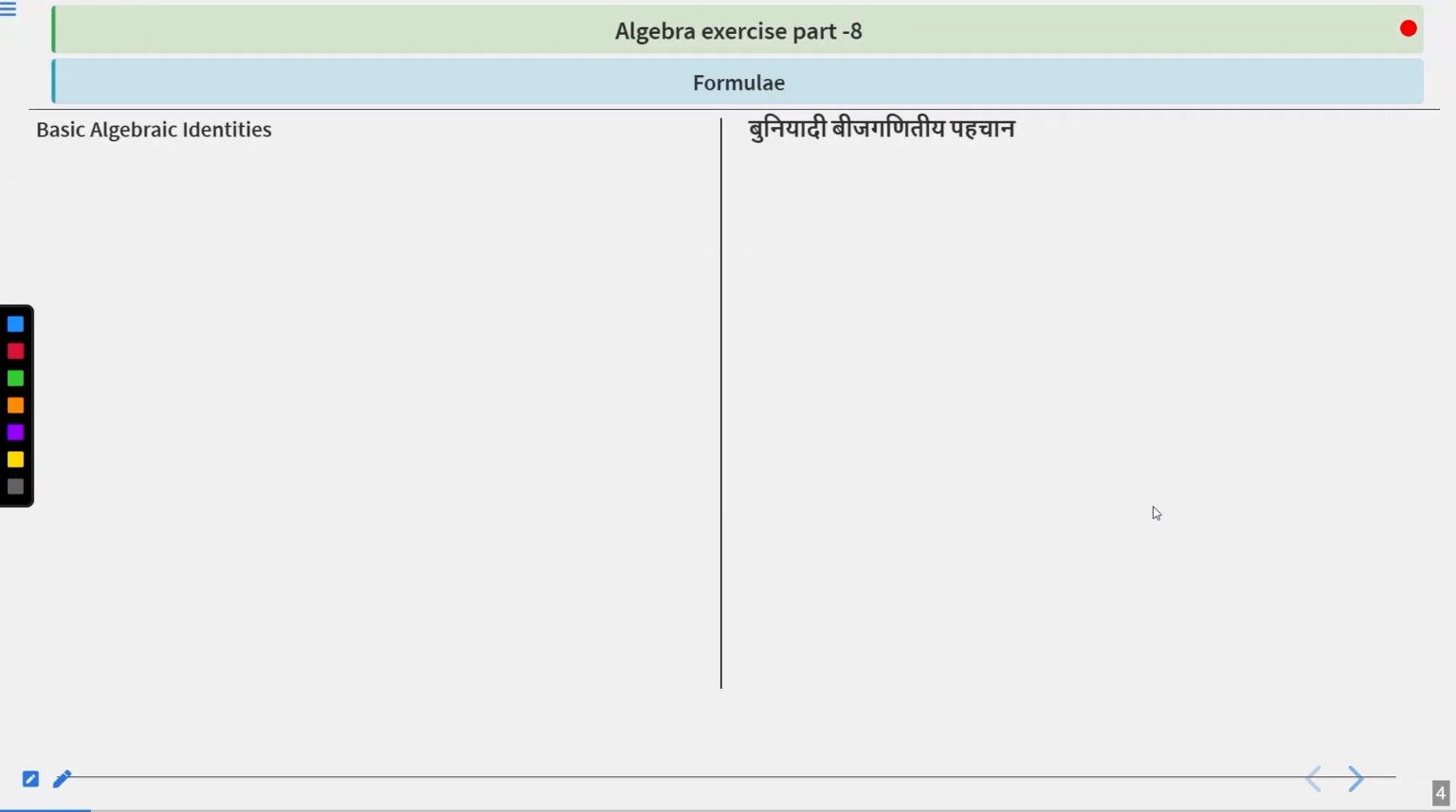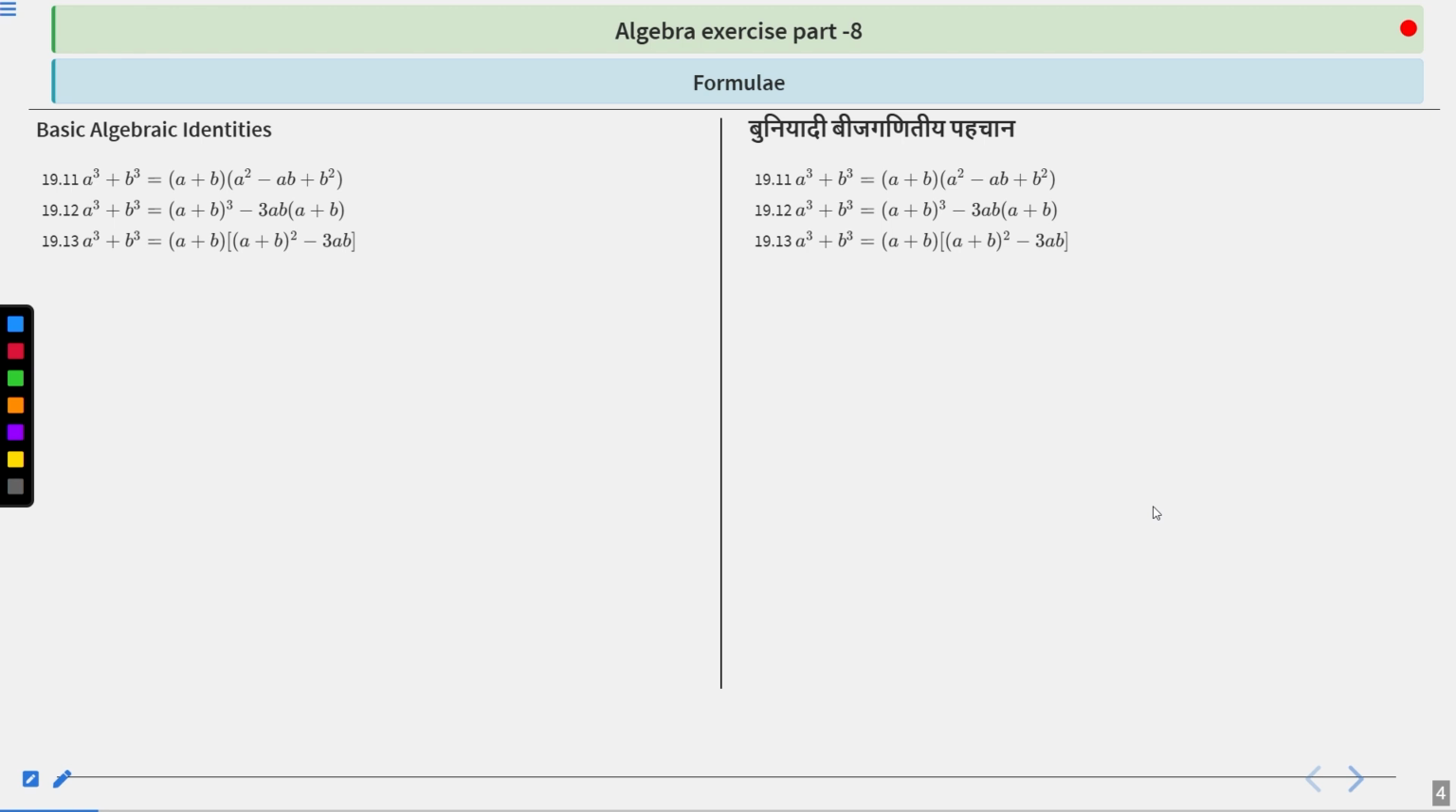Now, these are the formulas which we are going to use while solving the questions. Some basic algebraic identities: a cube plus b cube is equal to a plus b into a square minus ab plus b square. Then a cube plus b cube is equal to a plus b's whole cube minus 3ab into a plus b. Then a cube plus b cube is equal to a plus b into a plus b's whole square minus 3ab. Then a square plus b square minus ab is equal to a cube plus b cube upon a plus b.